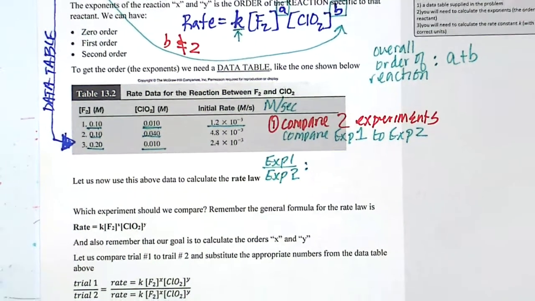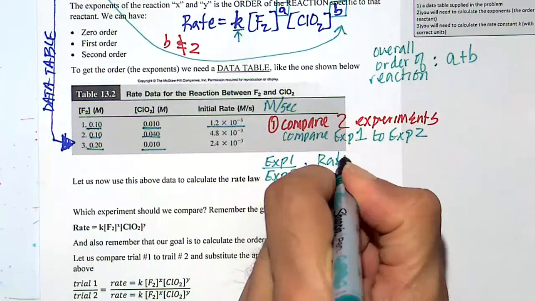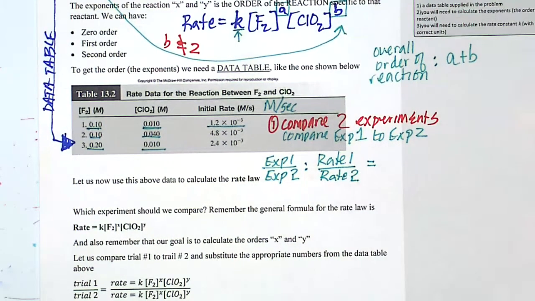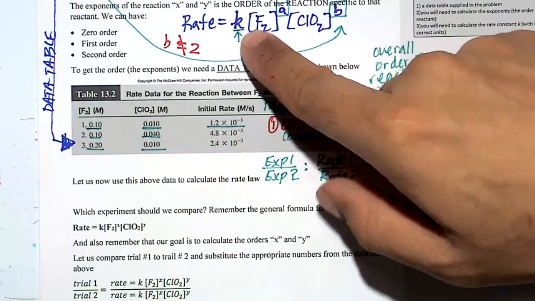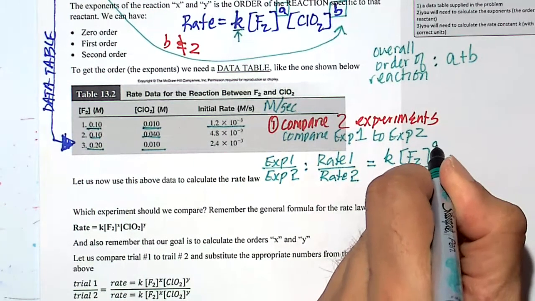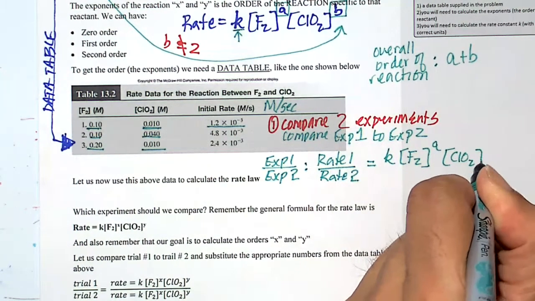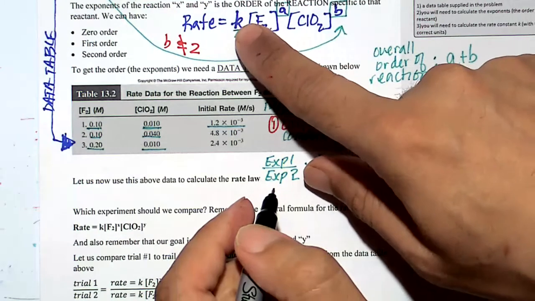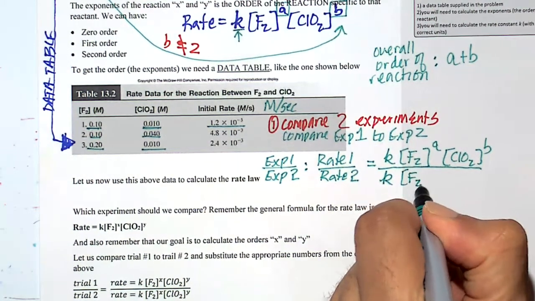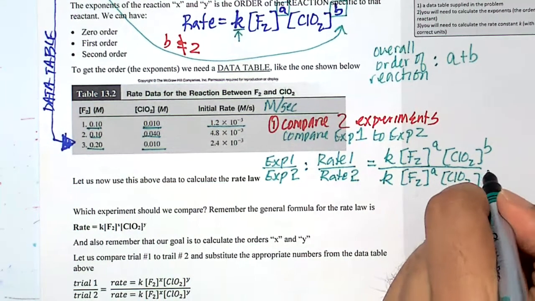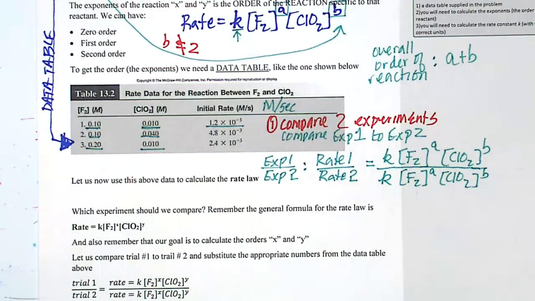All right, follow me. This is going to equal rate 1 over rate 2 equals rate constant K times F2 raised to the power of A times ClO2 raised to the power of B, all of that divided by K times F2 for experiment 2 raised to the power of A, ClO2 for experiment 2 raised to the power of B. Can everyone see this? Sort of establishing a ratio.